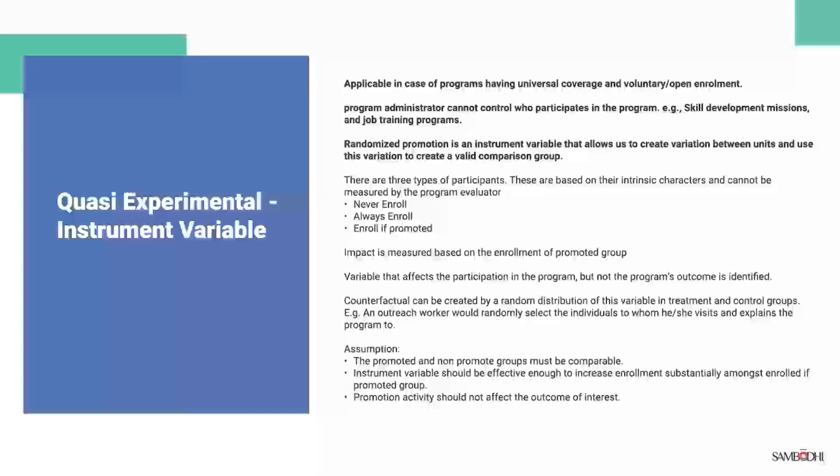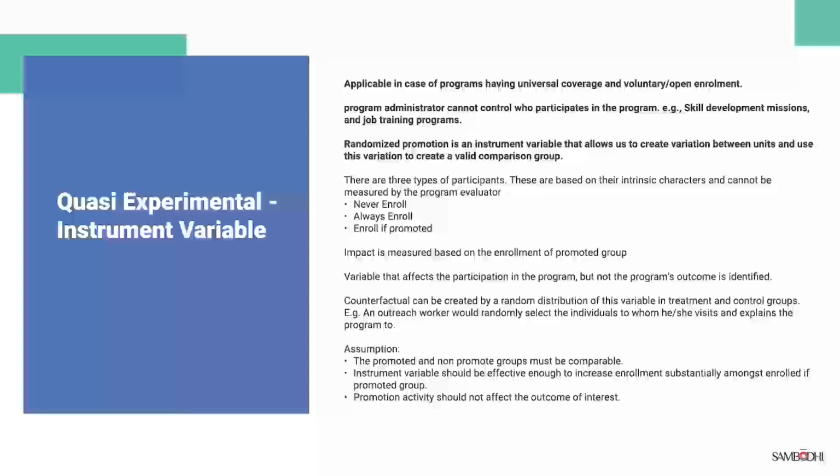The randomized promotion is an instrumental variable that allows us to create variation between units, and this variation can be used to create a valid comparison group. To conduct this method, there needs to be 3 types of participants, which are based on their intrinsic characters and cannot be measured by the program evaluator. These groups are namely never enroll group, always enroll group, and enroll if promoted group.